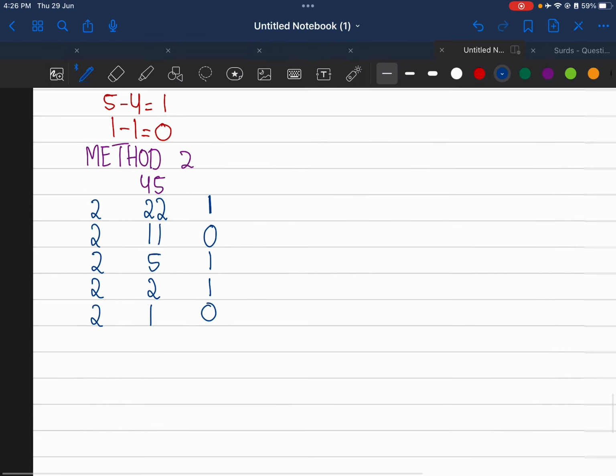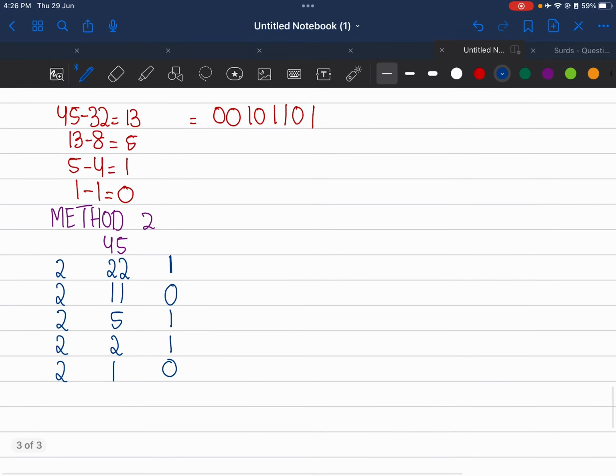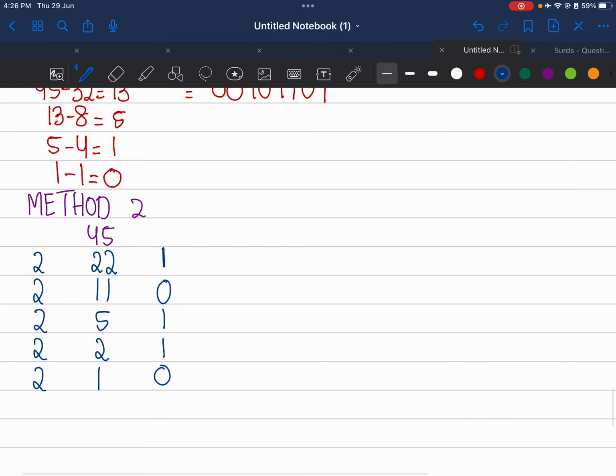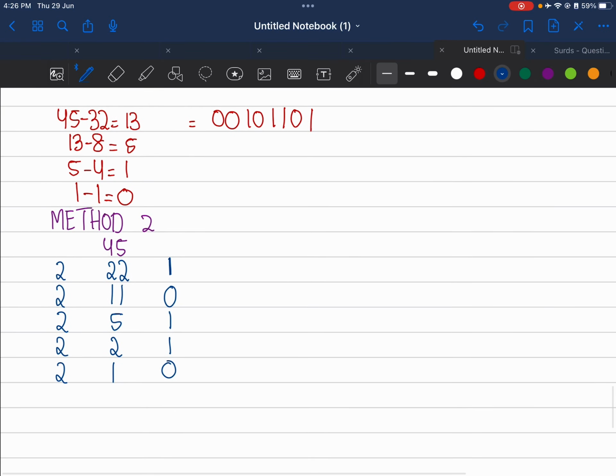Now I'm going to look at these values. Do you see any differences, any similarities here? So when you take these values starting from here and move on like this, as in the above method, you get the same number essentially.